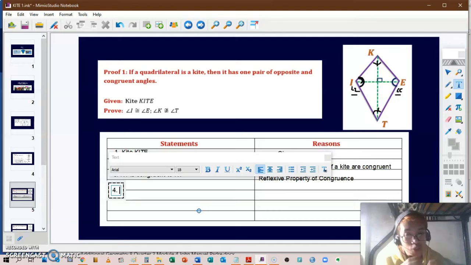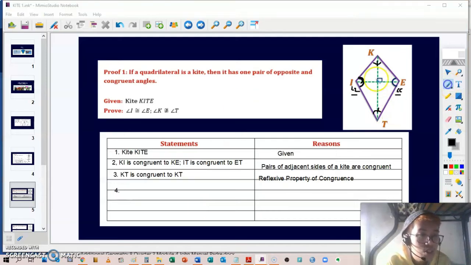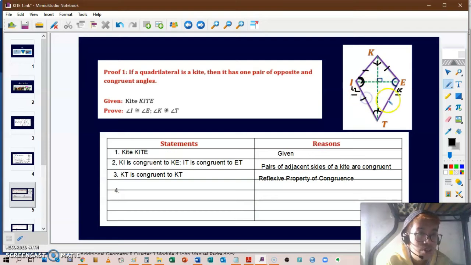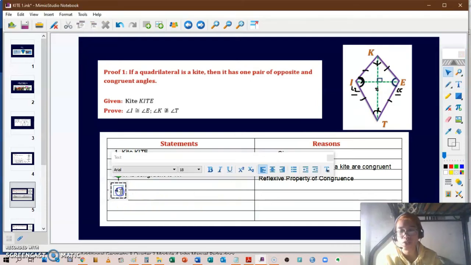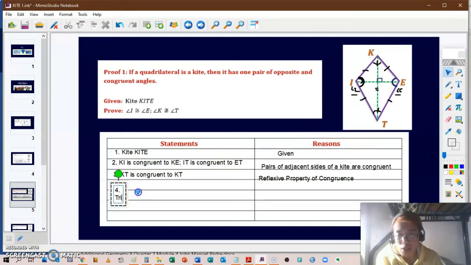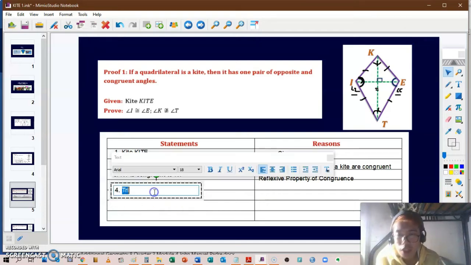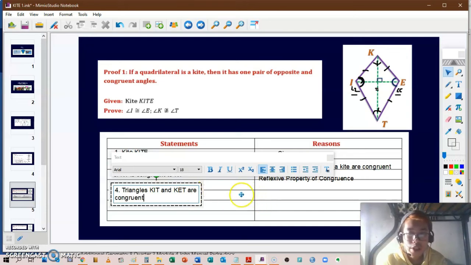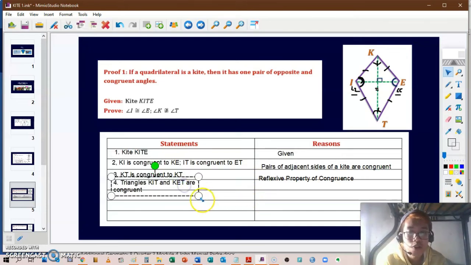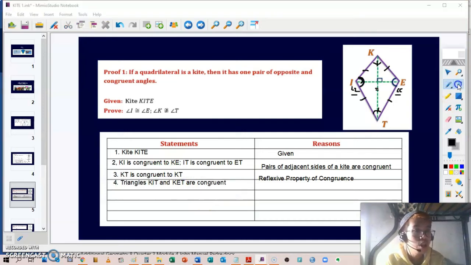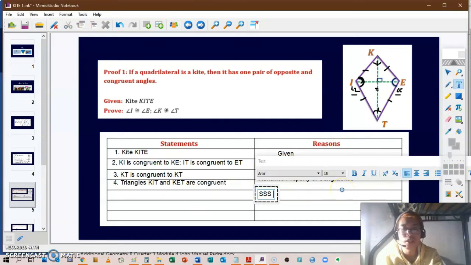We've already stated that this side is congruent to this side, and this side is congruent to this side, and KT is congruent to itself. Therefore, we can now say on our fourth statement that triangles KIT and KET are congruent. How are they congruent? We have three sides of both of those triangles being congruent to each other, so we can say that they are congruent using the SSS, or the side-side-side triangle congruence postulate.